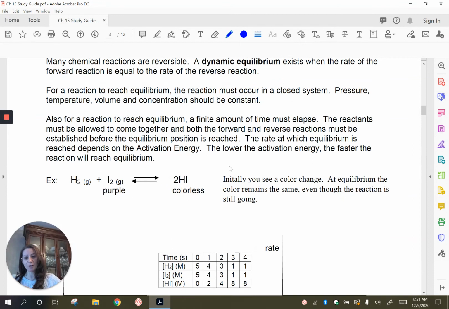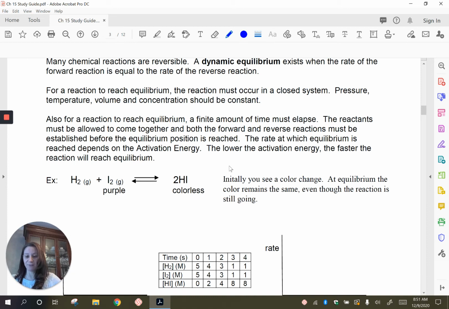And that's what we talked about in chapter 14 with kinetics. How fast does the reaction occur? What that means is how fast does it go from the start until it reaches equilibrium when the forward and the reverse rates are equal to each other. So a certain amount of time has to elapse in order for the reactant particles to collide and form products, and then the product particles collide and reform reactants, and then your forward and reverse rate are equal.